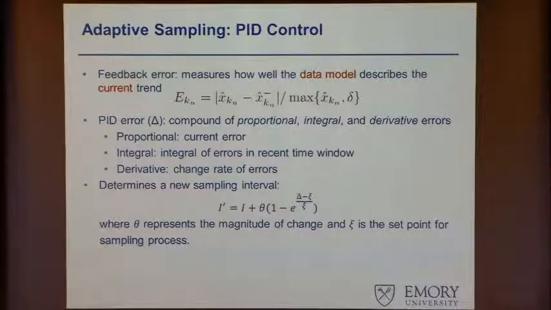And again, the basic idea is that if the error is large, then we increase the sampling frequency and decrease the sampling interval.